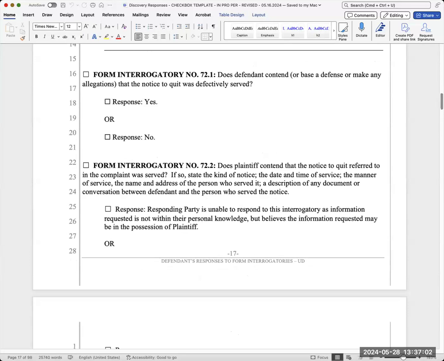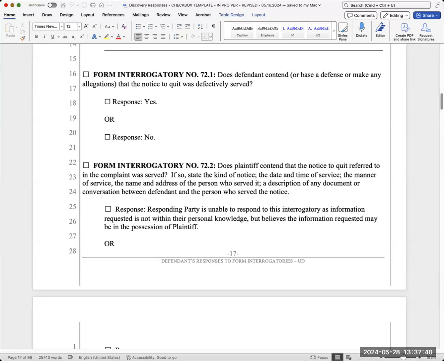72.1. Does the defendant contend or base a defense or make any allegations that the notice to quit was defectively served? A defective notice is different than defectively served. Defectively served notice means it wasn't properly served to you. Either you didn't receive it at all, or it wasn't served the way it was alleged in the proof of service. The notice to quit is usually Exhibit 2 in your complaint, and the proof of service is usually Exhibit 3.